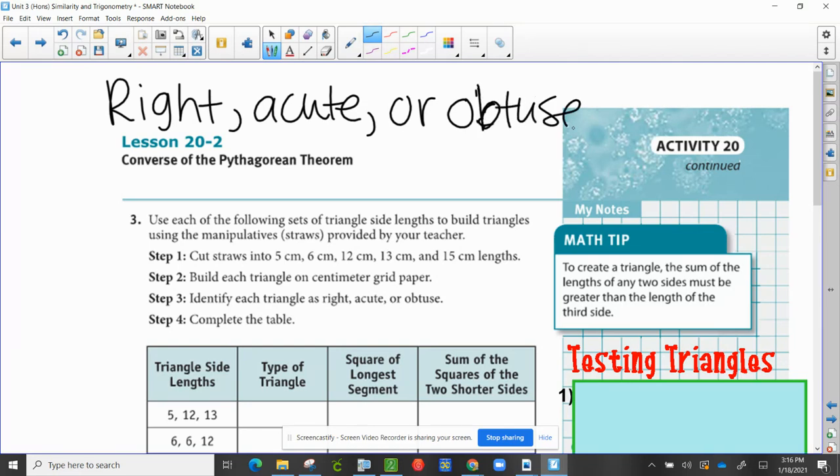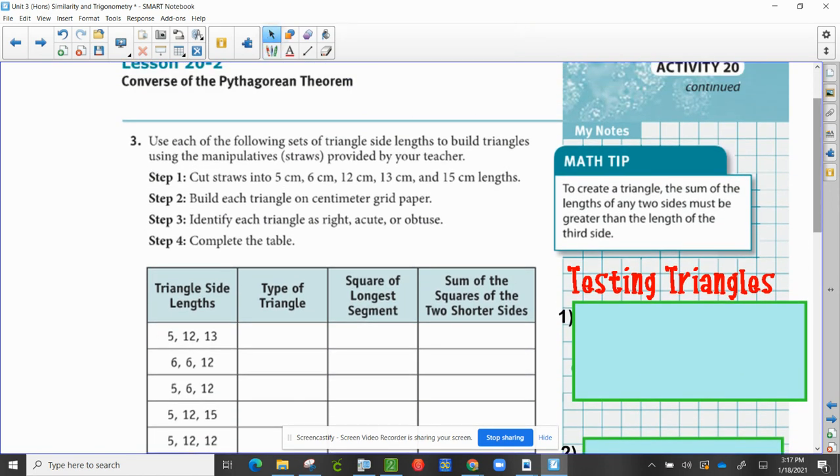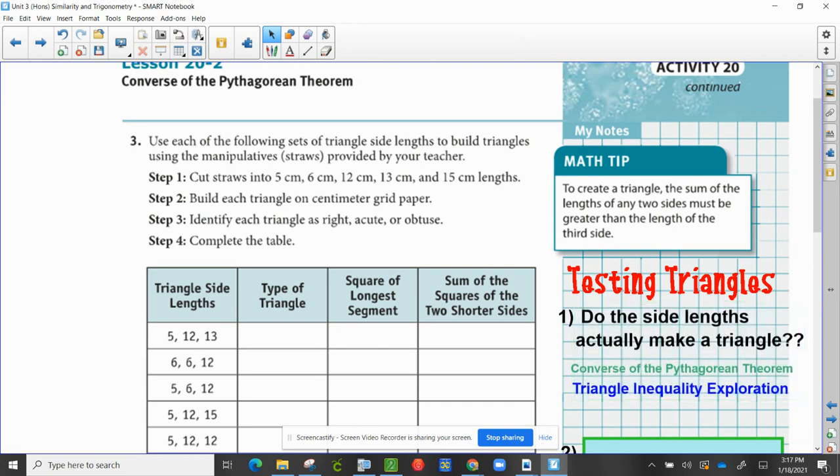Which means the angles are bigger than 90 degrees. Okay. So the way we have to do that first is by kind of testing a few things. Now, do we actually have lengths that form a triangle? So the first thing we have to check is, do the lengths actually make a triangle?